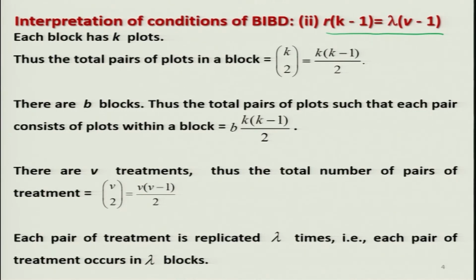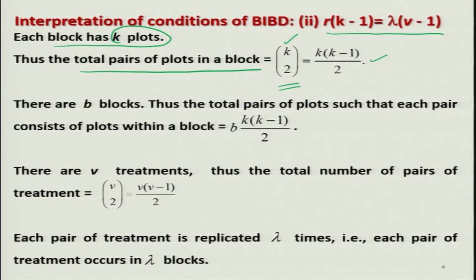Now, you know from the setup of BIBD that each of the blocks has k number of plots. So, the total pairs of plots in a block will be k choose 2, meaning the total number of ways in which you can choose 2 plots out of k plots. That is k choose 2, which is equal to k into k minus 1 by 2.